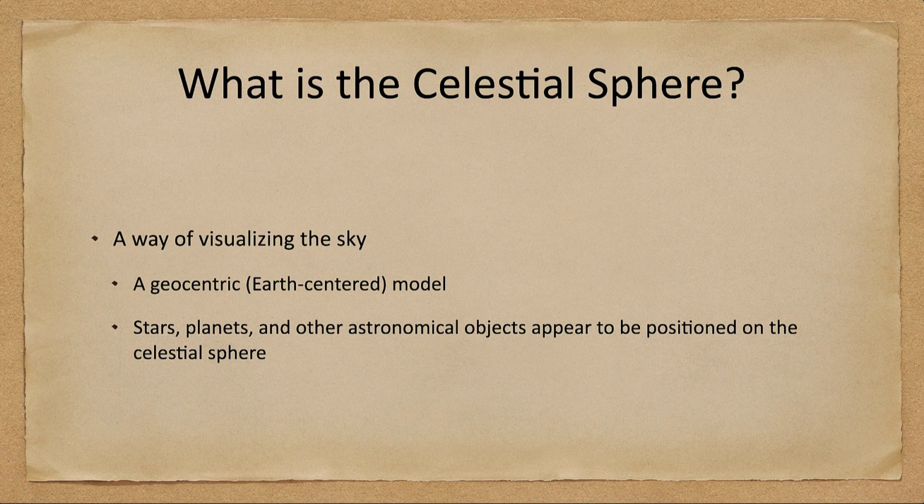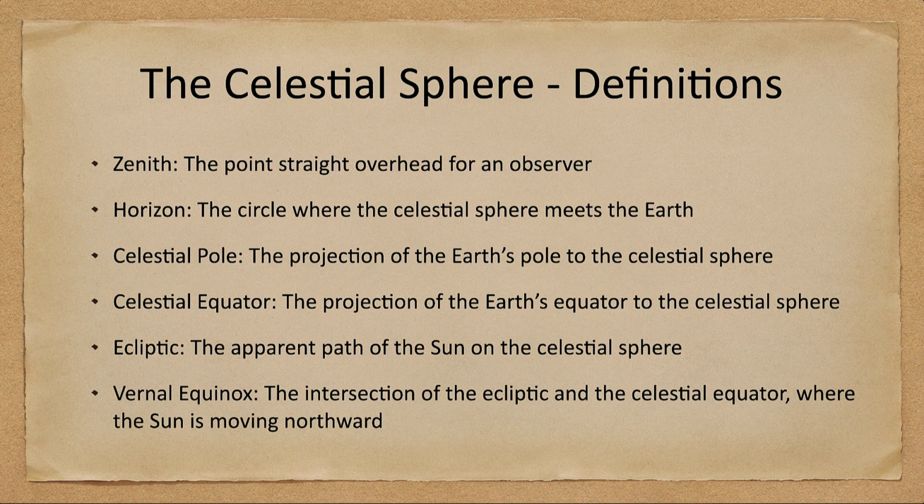So in order to understand it, we need to look at a few definitions here, and I'm going to write them out here, and then we'll look at them in a little more detail on the coming slides. First of all, we have the zenith. The zenith is your point directly overhead. So if you go outside, look straight up, that is your zenith. The horizon is the circle where the celestial sphere meets the Earth. Horizon would be the edge. If you look out toward the edge where the sun rises or sets, that would be your horizon.